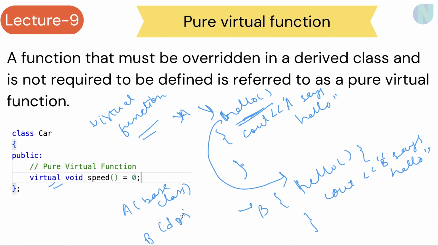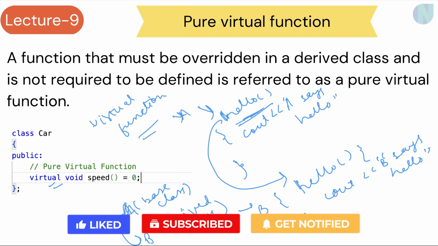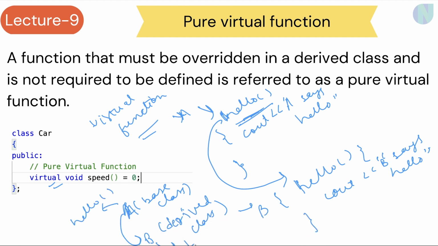So basically class B is deriving some kind of properties. Consider this class is having a method hello and this class is also having a method hello. Now there is a concept of pure virtual function. In pure virtual function, consider that here is a method speed. What we do is set the method equal to 0. This is basically called a pure virtual function whenever we do equal to 0.